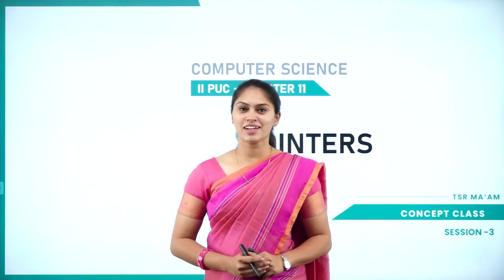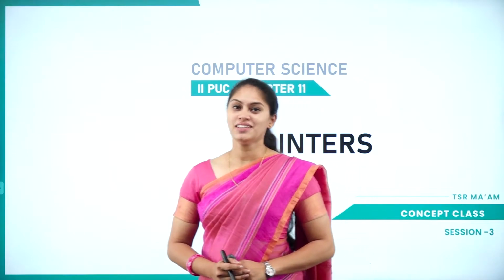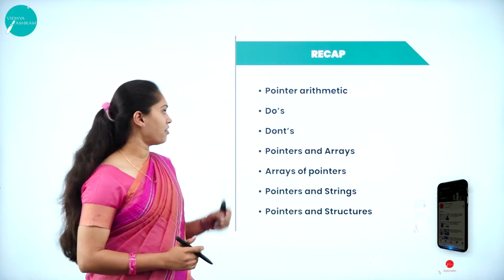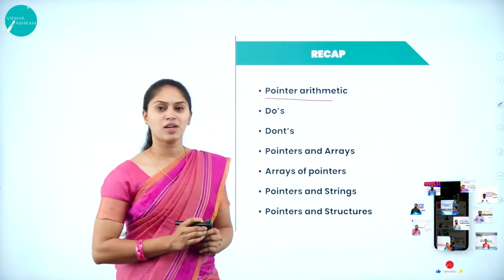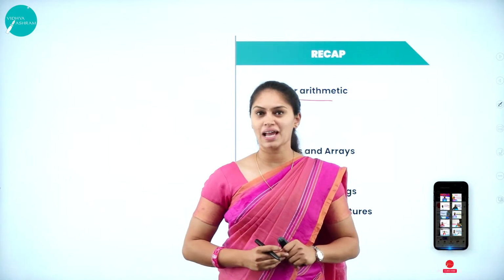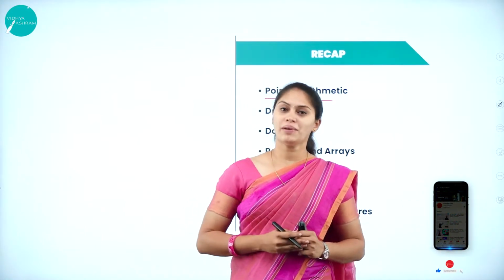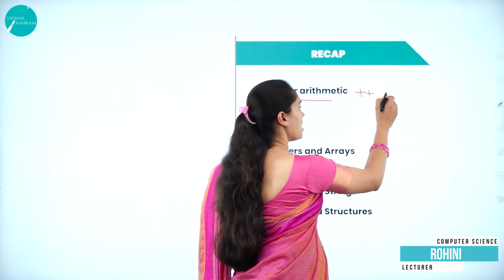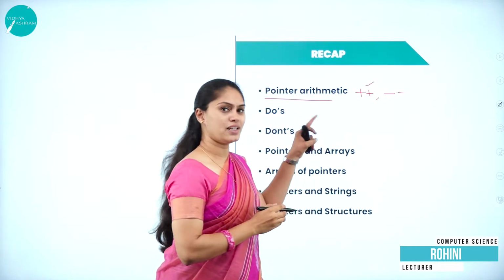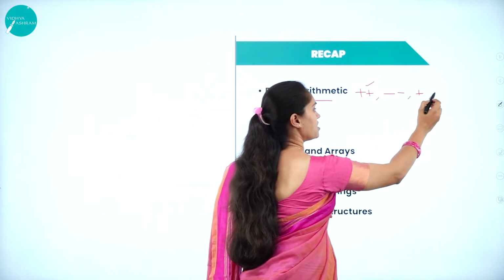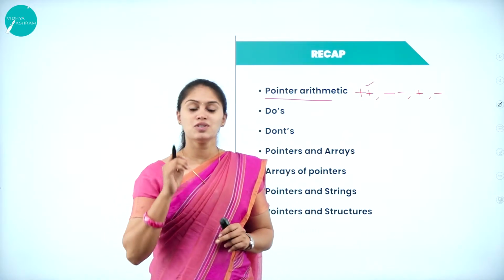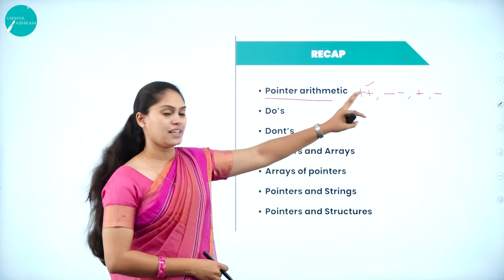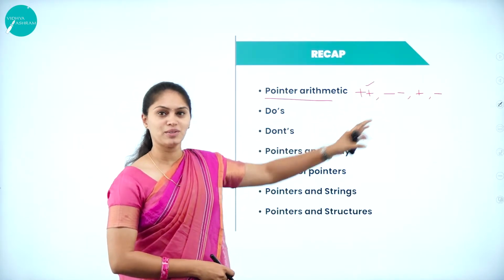Hello everyone, I welcome you all to the next session on pointers. Let me have a recap of the previous session. In the previous session, I discussed pointer arithmetic: what arithmetic operations can be performed with a pointer. Those are plus and minus, that is the increment operator and the decrement operator, and I can use addition and subtraction operators. These are the arithmetic operators which I can apply to the pointer.